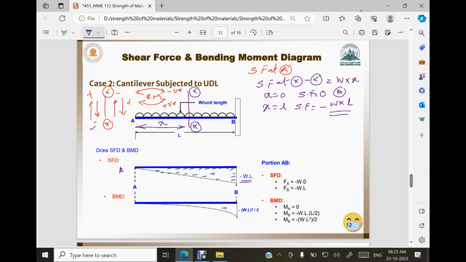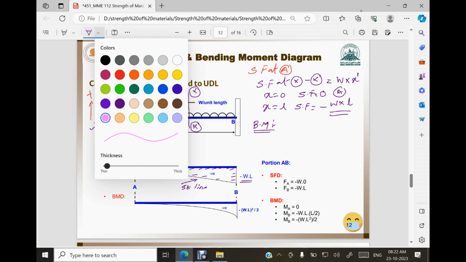So the line is what? The line is a straight line. Correct. Why is it a straight line? Because here the power is 1. Okay. Now let us go to the bending moment diagram. So now bending moment diagram is what? Let me change the color just for the sake of clarity.